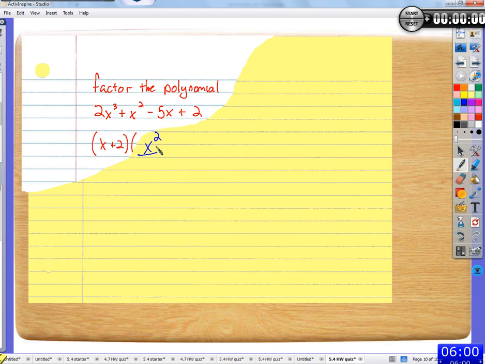Now, if I do x times x squared, does that make 2x to the third? It'll make x to the third. 2x, so 2x squared will do 2x to the cubed. 2x to the cubed. 2x to the third. 2x cubed.